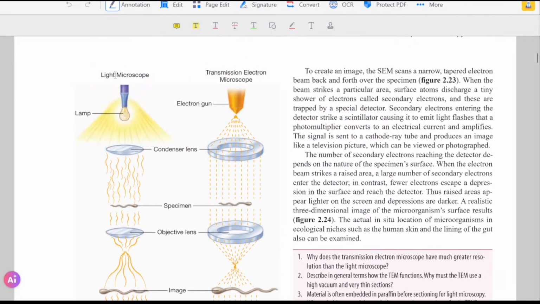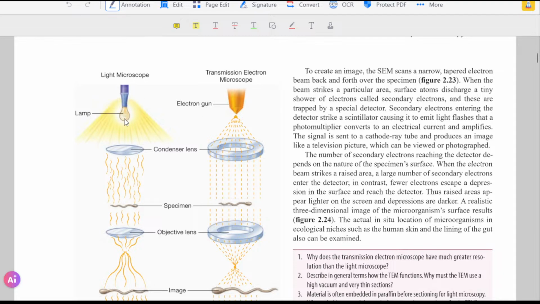Now they are comparing the light microscope with the TEM, so they are not comparing with the SEM. Well, transmission and scanning are almost the same, except that you take two different types of electron. One is scattered and one is passed through.